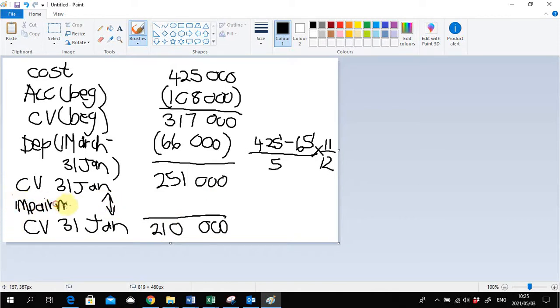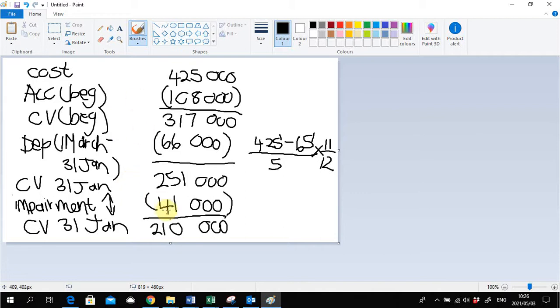And in order to calculate the impairment, obviously it needs to be a minus, because once something has been damaged, you will find that it is worth less. And if I calculate the difference between the 251 and the 210, which is now the carry value taking the damage into account, I get an impairment loss of 41,000 Rand.